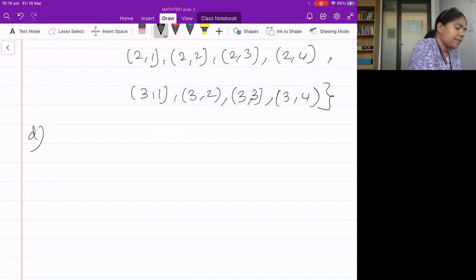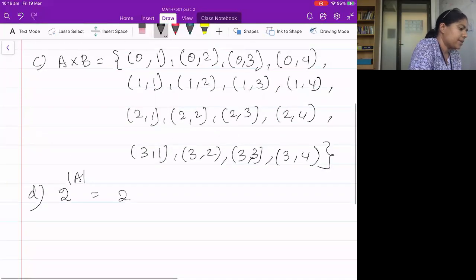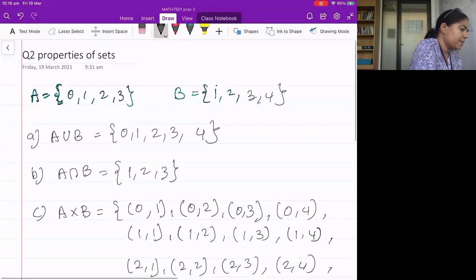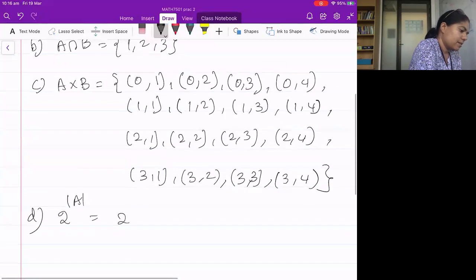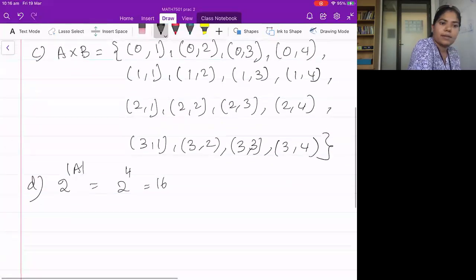The next one is 2 to the power of the number of elements in A. A has 4 elements, so 2 to the power 4, which is equal to 16.